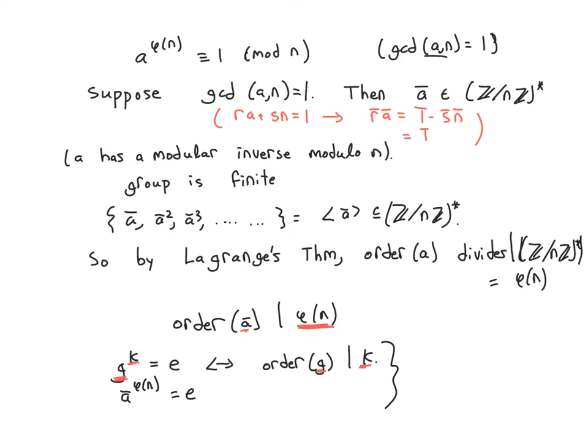What group am I working with? Multiplication mod n. So what is this really saying? It's saying a to the phi of n is congruent to 1 mod n, which is exactly what we wanted to prove. So Euler's theorem is really just a consequence of Lagrange's theorem.